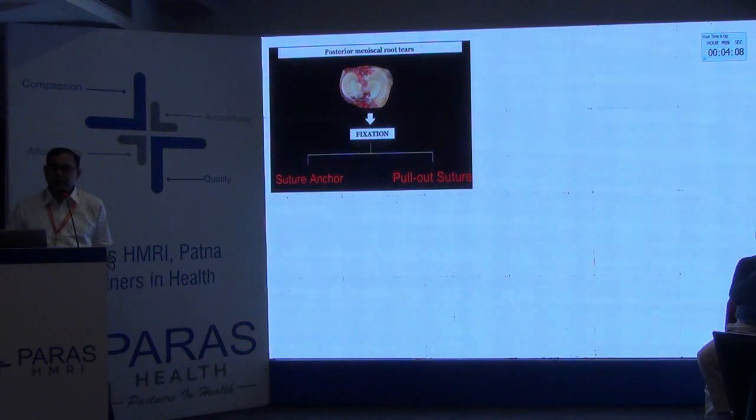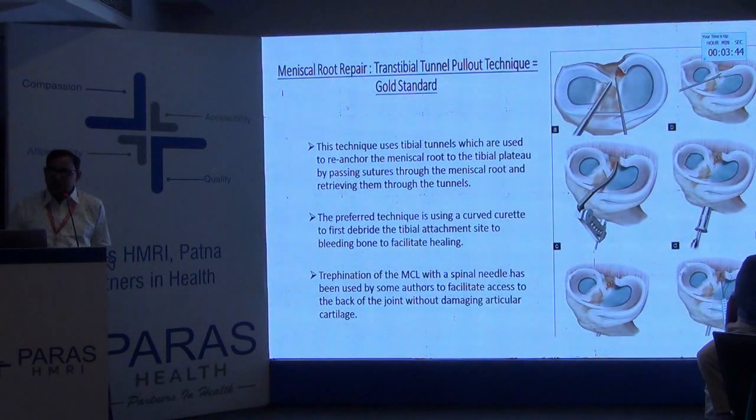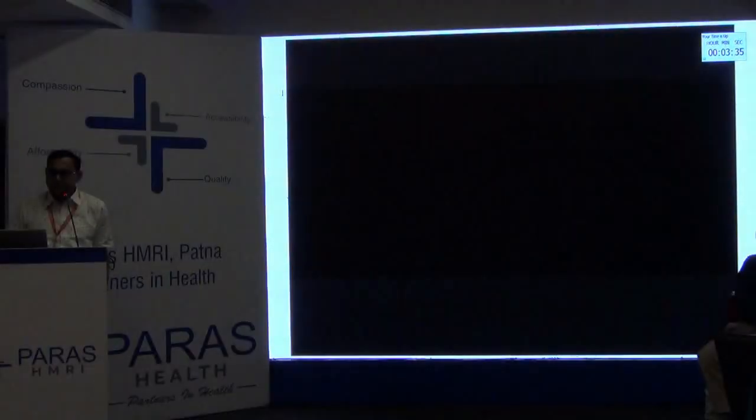Fixation is either by suture anchor or pull-out stitches. A suture anchor can be placed for the medial meniscus through a posteromedial portal, but it is rarely done nowadays. The pull-out technique is commonly done because of its greater tensile strength and lower chance of failure. So these are the techniques of meniscus repair; I am coming to the details with the video.